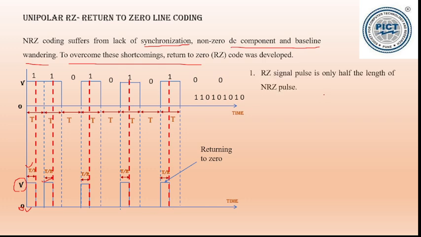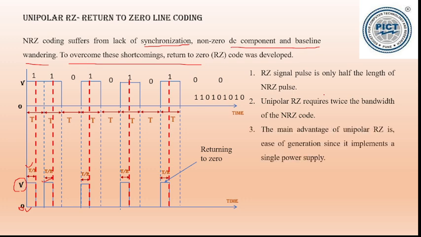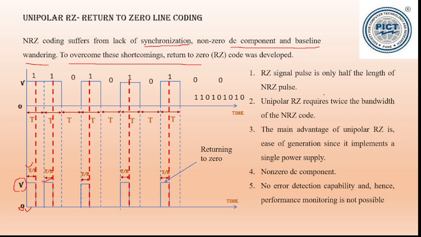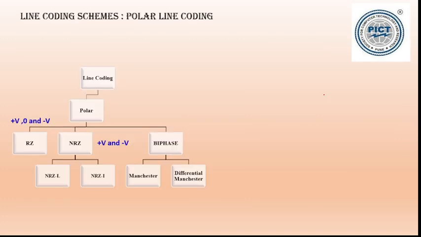So RZ signal pulse is only half the length of NRZ pulse. So it is using only half the pulse width. So unipolar RZ requires twice the bandwidth of the NRZ coding. So it is requiring more bandwidth. The main advantage of this unipolar RZ is ease of generation, since you implement a single power supply. It is using 0 and 1 volt. Non-zero DC component is there and no error detection capability. Hence, performance monitoring is not possible in case of this return to 0 line coding scheme.